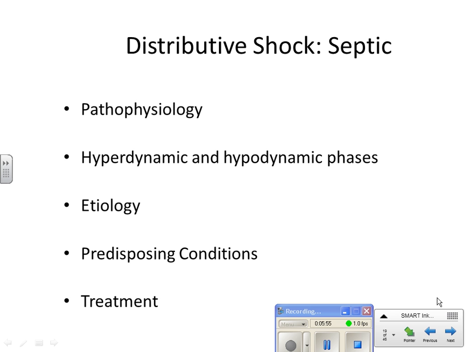The etiology, the underlying causes of septic shock are frequently gram-negative bacteria like Pseudomonas and E. coli. So that patient with a urinary tract infection, which is commonly an E. coli infection, is at risk for going into sepsis and septic shock. Klebsiella is another gram-negative. Or we've got our ever-popular gram-positive staph and strep that can cause sepsis.